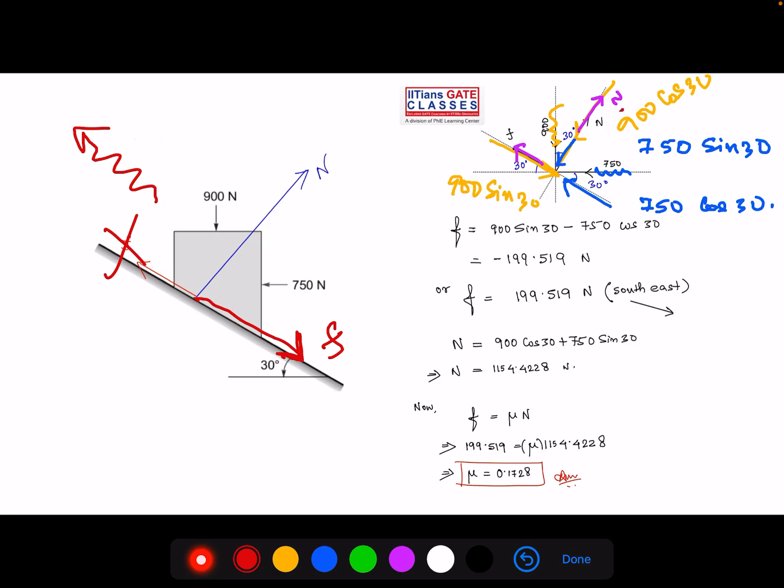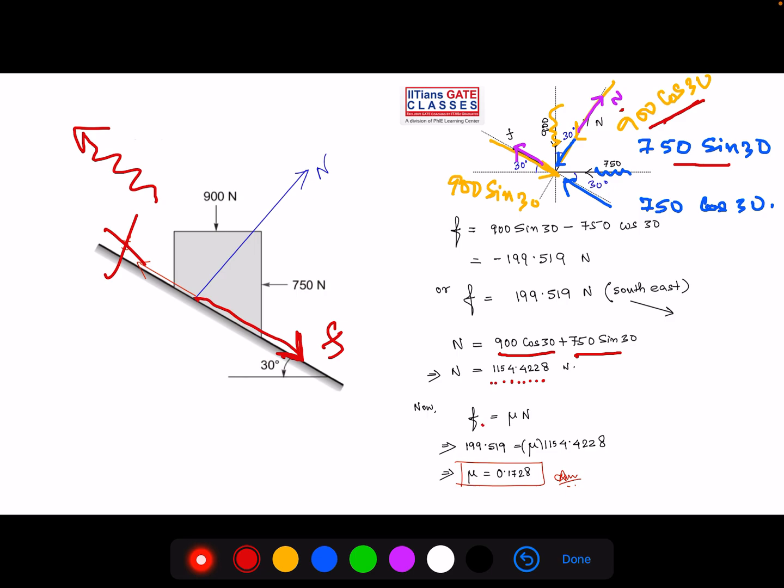Right. Again, what will be the normal force? The normal force is acting upward. And what are the other forces? There is a 900 cos 30 force acting downwards, and then there is a 750 sin 30 force acting downwards. So plus 750 sin 30. If you calculate this, the normal reaction N will come out to be 1154.4228 Newton.